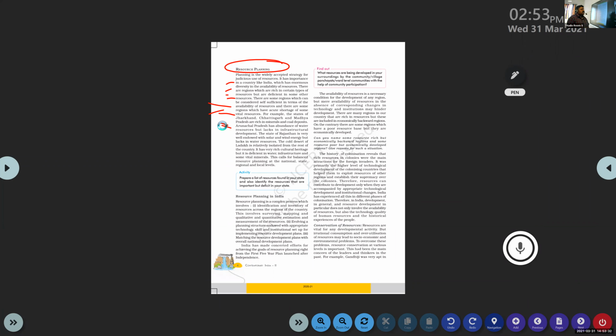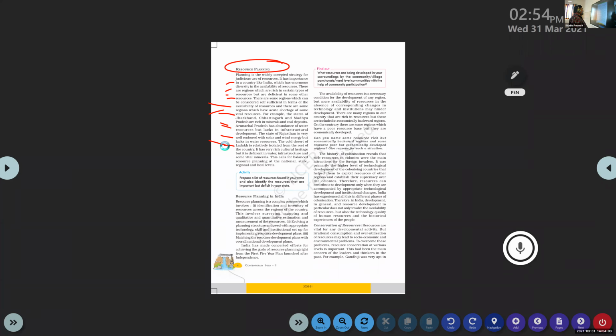So Arunachal Pradesh, what is there? Water resources are there, but there are no infrastructural facilities available, like roads, rail, bridges, or other institutions. Clear? The state of Rajasthan is very well endowed with solar and wind energy, but lacks in water resources. State of Rajasthan, what is there? Sufficient wind energy is there, solar energy also is there, but they are facing a problem with water. There is no water.